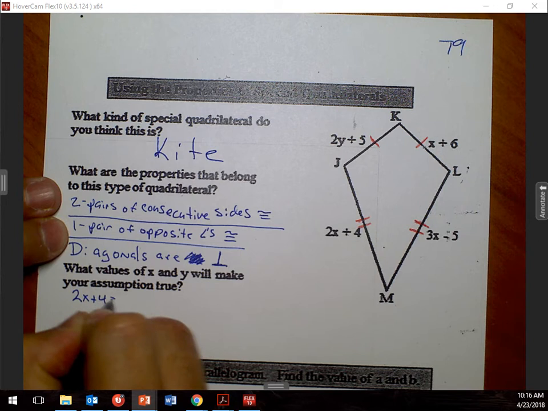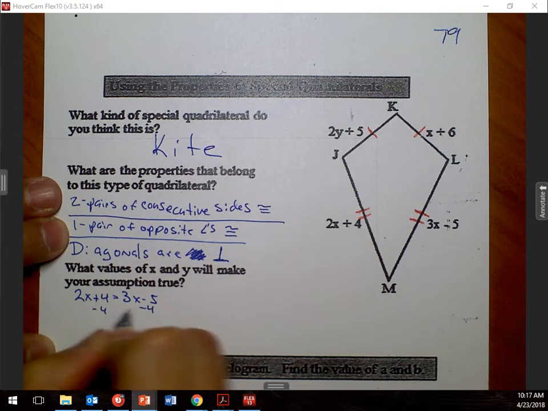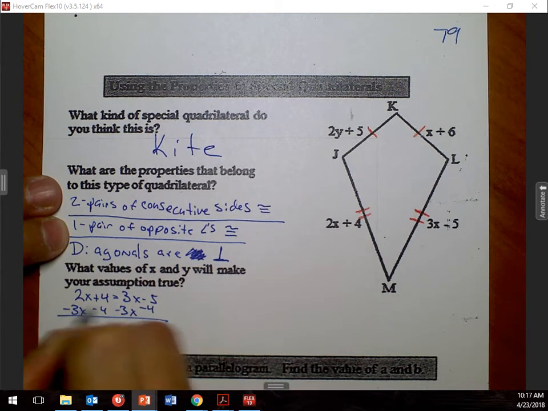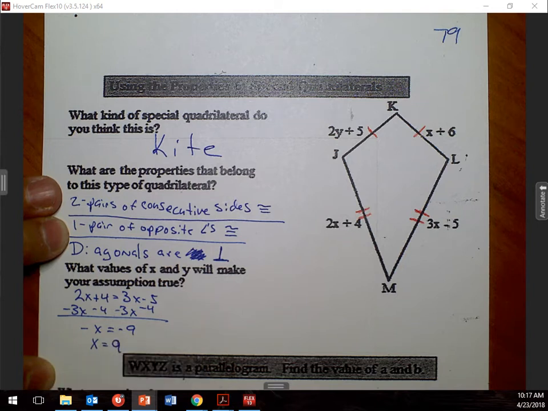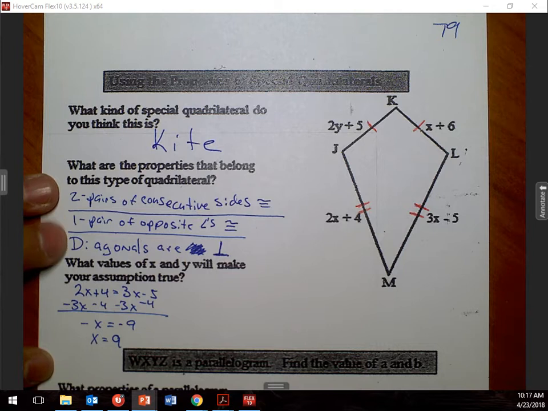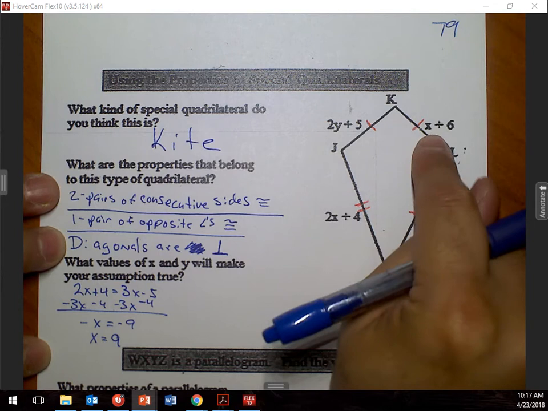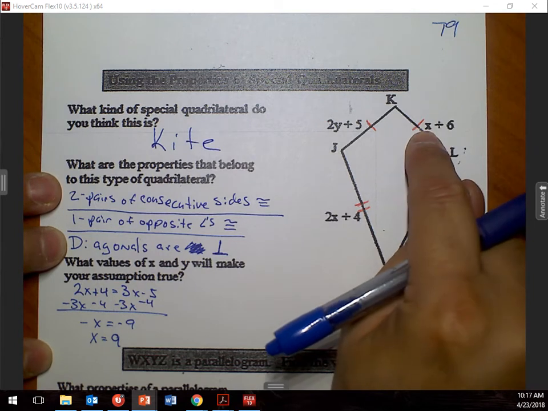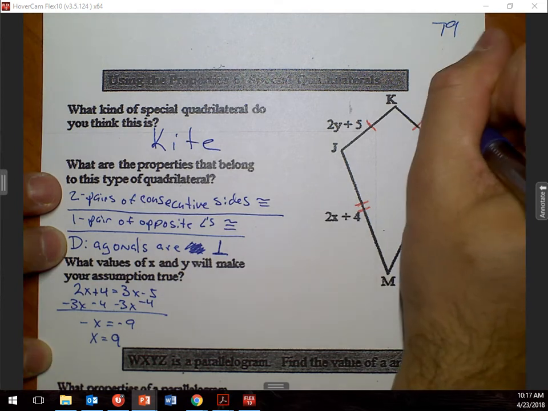2x plus 4 equals 3x minus 5. And minus 3x. So I get negative x on this side equals negative 9. So divide by negative 1, so x is a positive 9. Now if I put that back in here, 9 plus 6 gives me 15. So this side is 15.